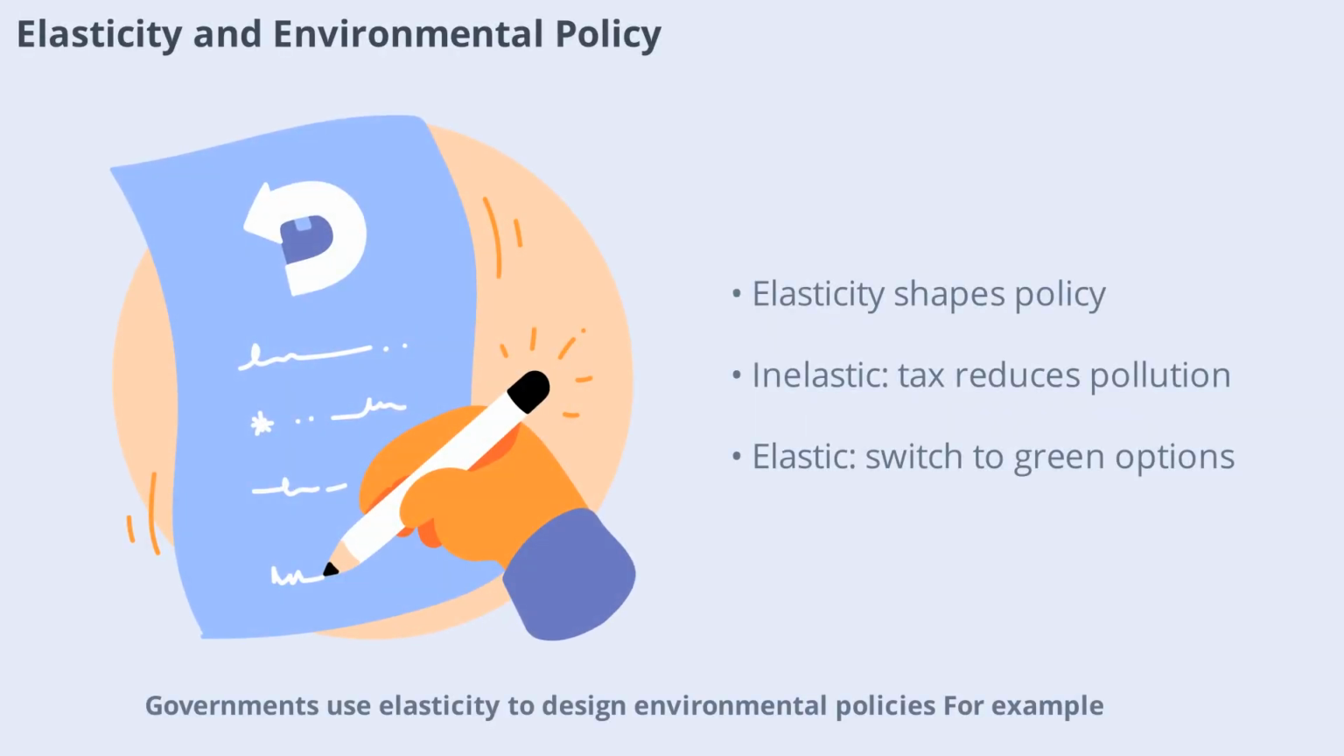Governments use elasticity to design environmental policies. For example, if gasoline demand is inelastic, a tax can reduce pollution without causing a big drop in usage. But if demand is elastic, people might switch to greener alternatives, speeding up environmental change.